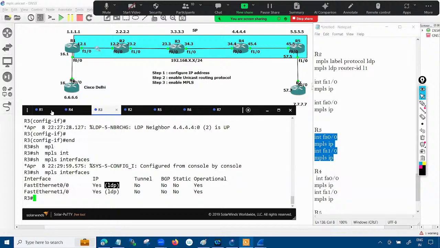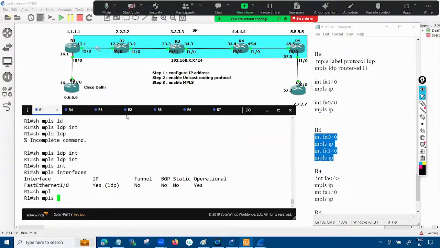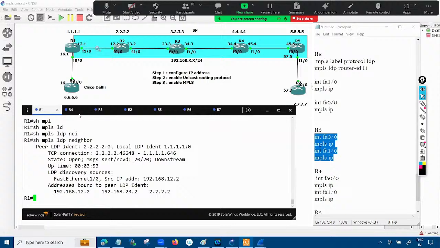Now you can check the neighbor on R1. You can see the neighbor of R2. In the MPLS LDP neighbor output, my LDP neighbor is 2.2.2.2. R1 is seeing that, and the local identifier is 1.1.1.1. This is the TCP connection we have, on port number 646.